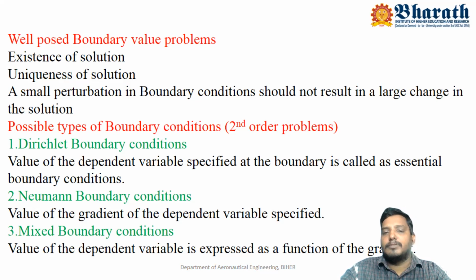What are the possible types of boundary conditions available? One is the Dirichlet boundary condition, or essential boundary condition: the value of the dependent variable specified at the boundary. Second is the Neumann boundary condition: if a boundary condition is expressed in terms of the gradient of the dependent variable, it is called a Neumann boundary condition. Then a mixed boundary condition means the value of the dependent variable is expressed as a function of the gradient.